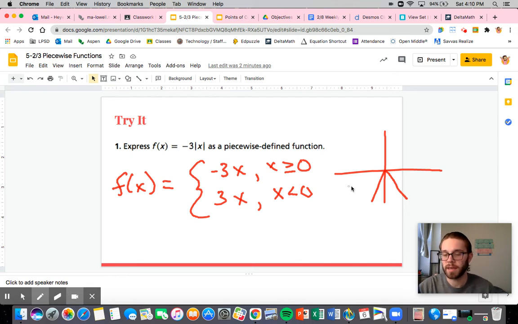And if you want to test that, check a couple points, right? If I wanted f of negative 1, well, where am I going to plug it in? Oh, over here, right?